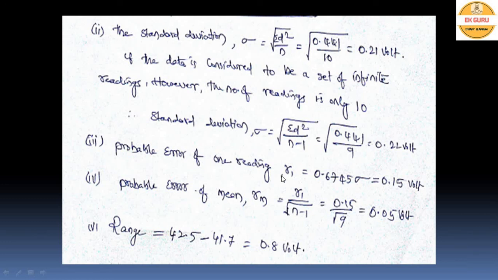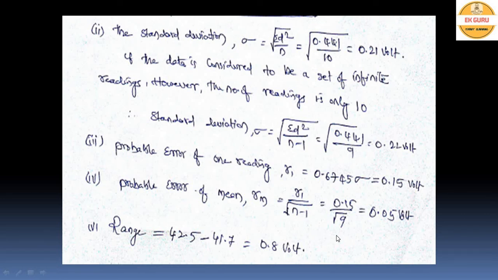The probable error is given by 0.6745 times sigma. So 0.6745 times 0.22 is 0.15 volts. The probable error of the mean is given by the probable error divided by the square root of n minus 1. So 0.15 divided by the square root of 9 is 0.05. From that we can say the probable error of the mean is 0.05 volts. And finally, he is asking about the range. The range is simply the maximum value minus the minimum value, so that is 0.8 volts.